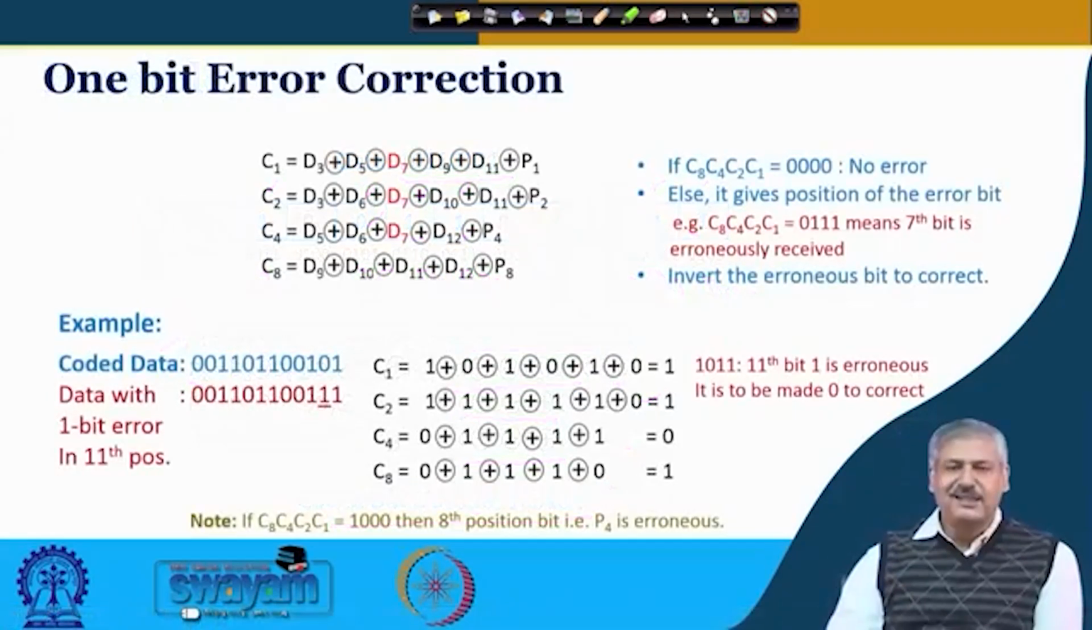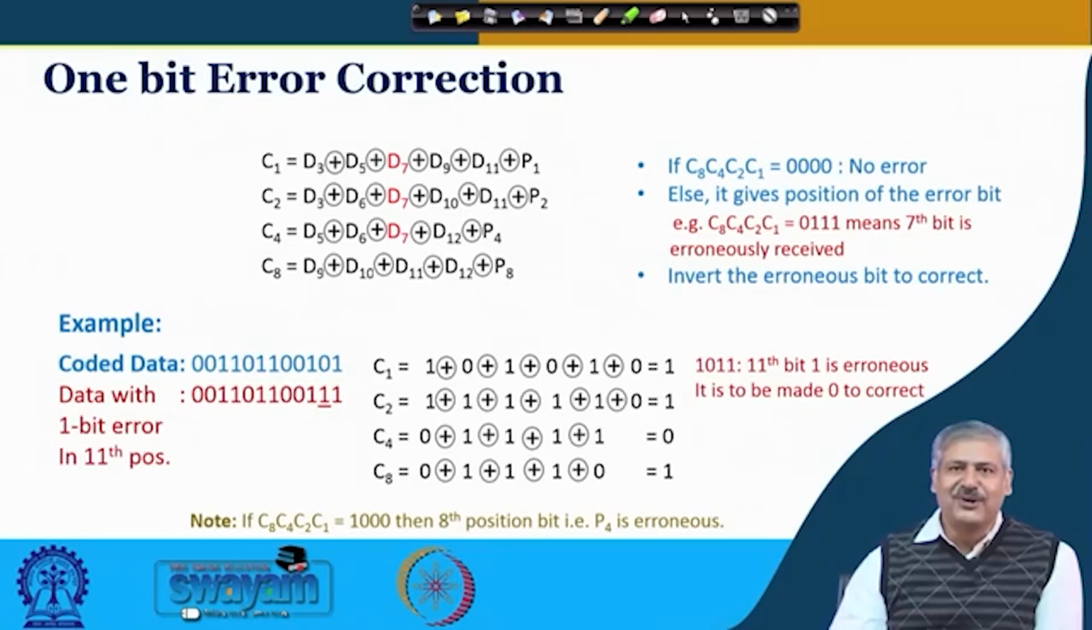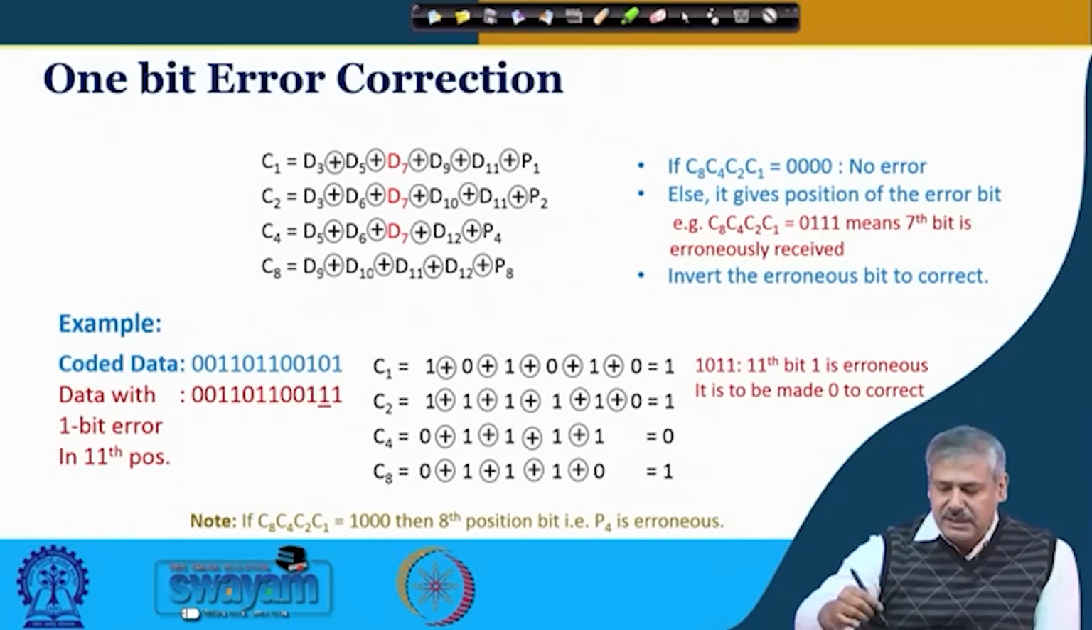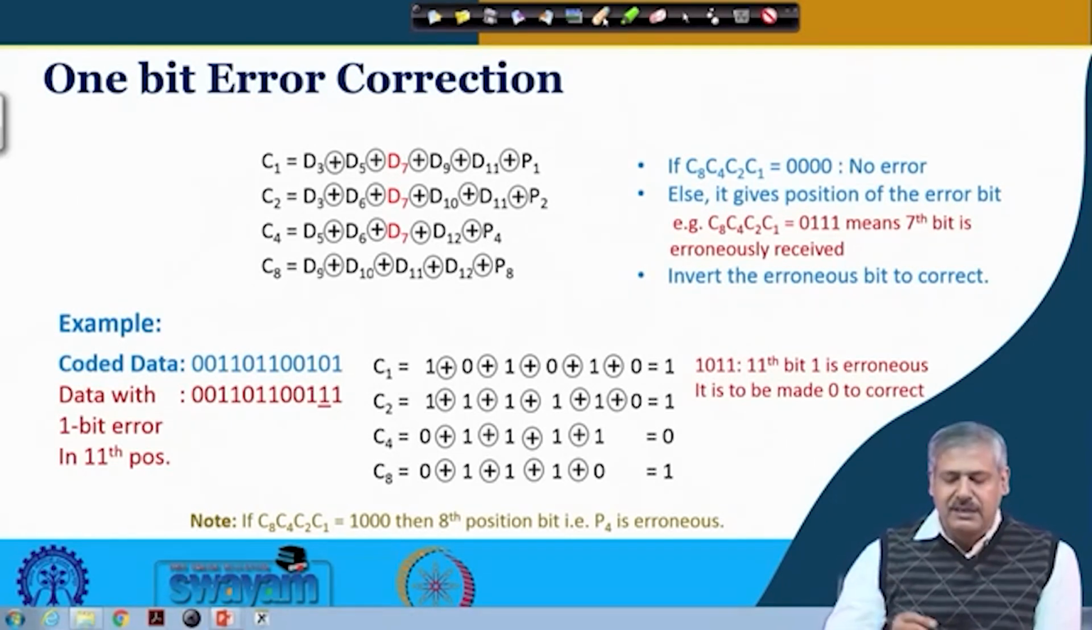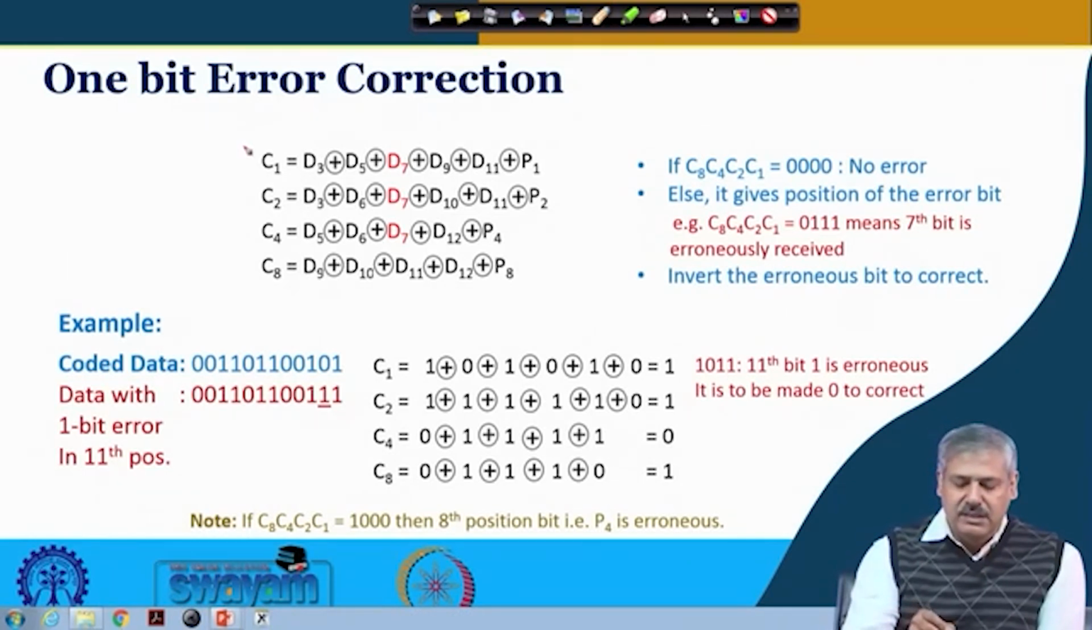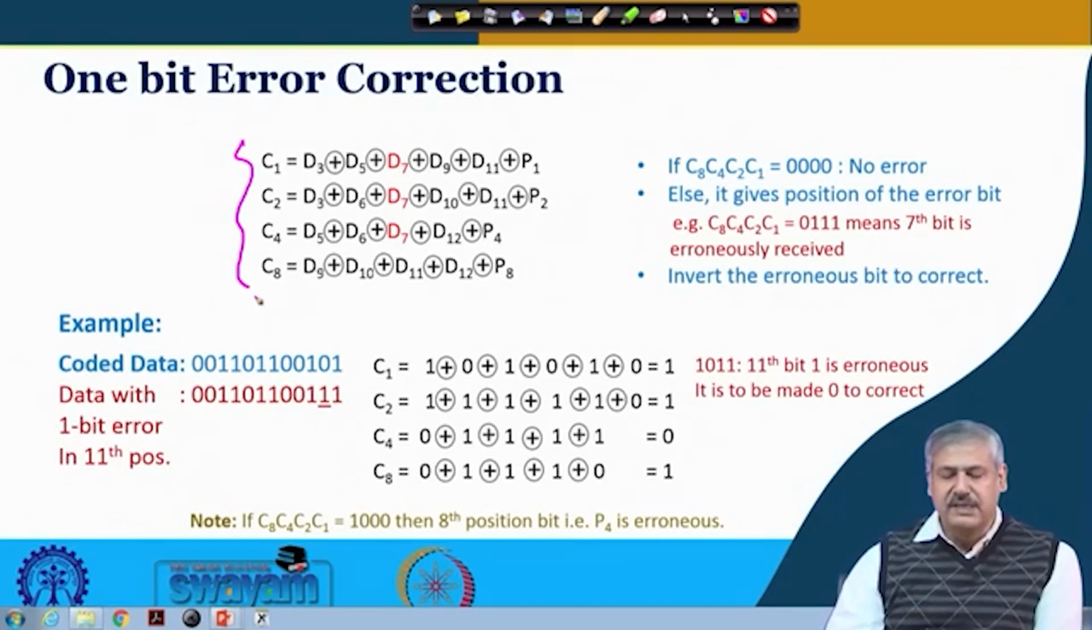Now let us see how the so-called 1-bit error correction is possible through this Hamming code. If we look at the way it is generated, for example, consider that in this particular case the D7 bit is received erroneously.